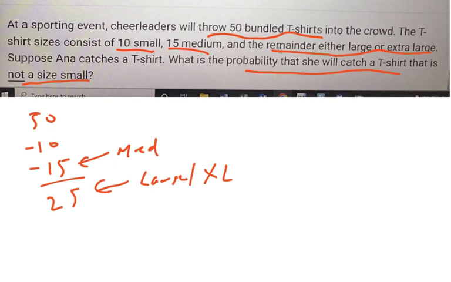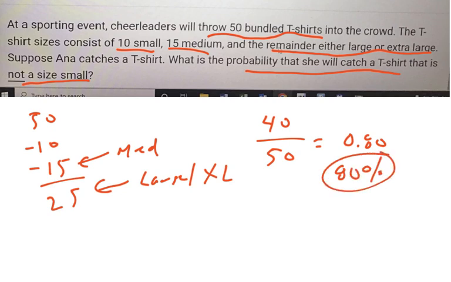So what is the probability is what you want. So I know I have 40 that are total, that are medium, large, or extra large. That's what I'm trying to get. They're not small, in other words, out of the 50. So that comes out to be, if you divide that, 0.80 or 80%. And there's our answer. Now, let's say the question was, what was the probability that it was not medium?